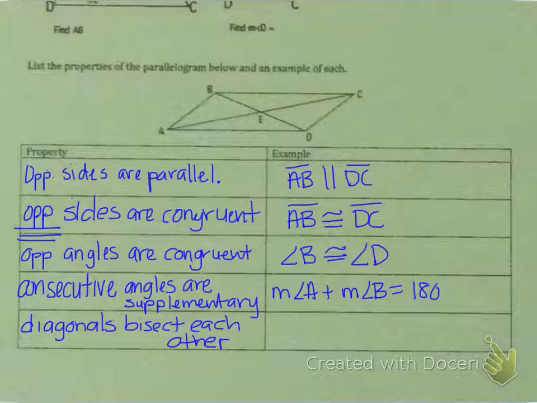Okay, now an example of this would be when the diagonals are bisected, their parts, like BE, end up being the same size as ED. So we could say, for example, that BE is congruent to DE. That would be an example of how that diagonal is being cut in half.